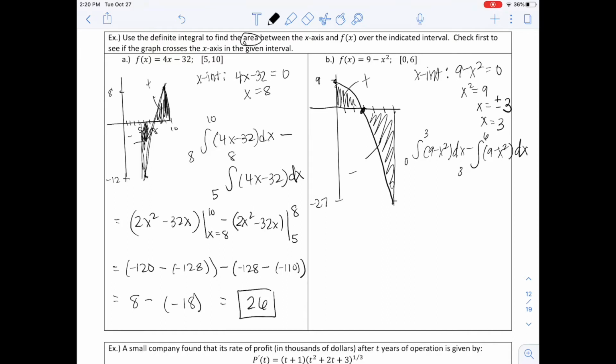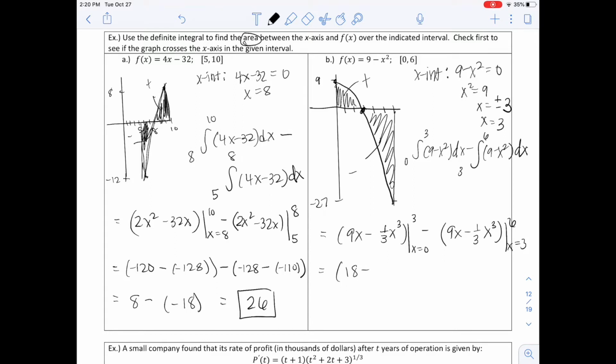And when we do this, and we integrate, we have 9x minus 1/3 x cubed, evaluated from x equals 0 to 3, minus, integrating again that second one, we arrive at the same function, 9x minus 1/3 x cubed, evaluated from x equals, and we're going from 3 to 6. And then when we evaluate the first one, we substitute in 3, and as we substitute in 3, we get out 18. So make sure to try that on your own.